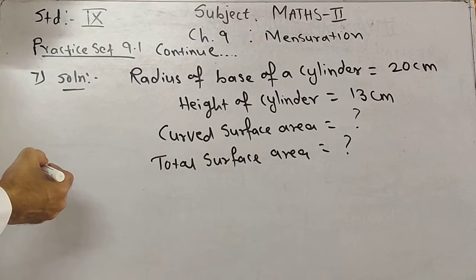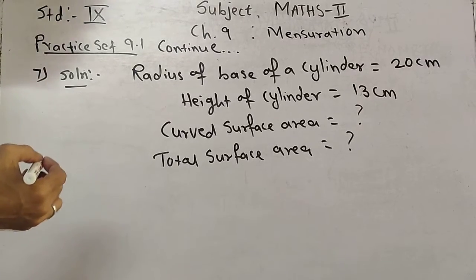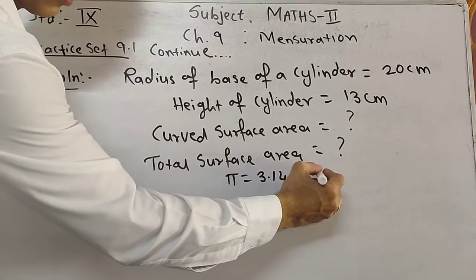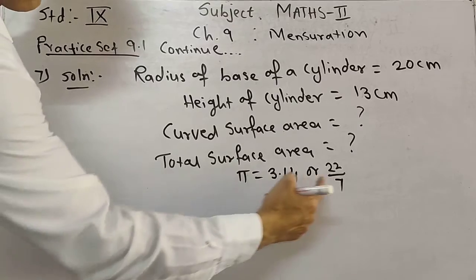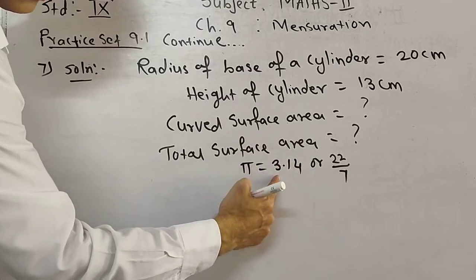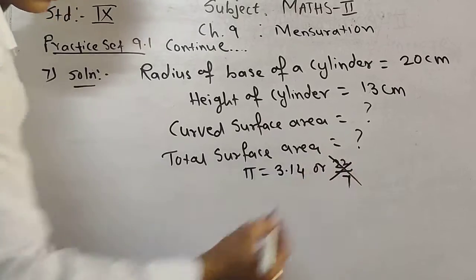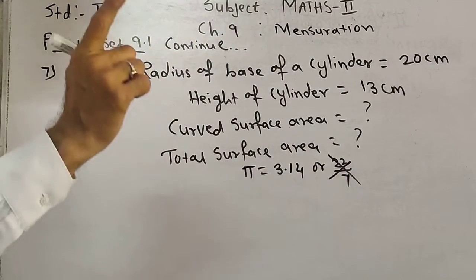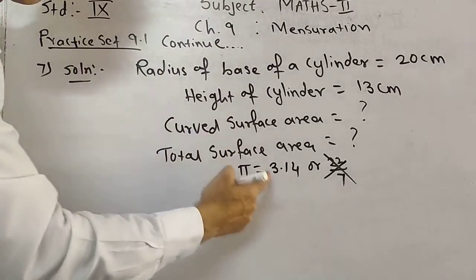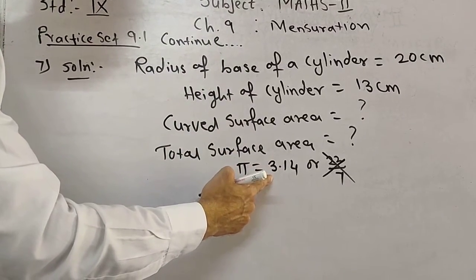Okay, the pi value is given 3.14. You know the value of pi is 3.14 or 22 upon 7. There are two values of pi. But in the question it is given 3.14, so you have to use this value only, you will not use the other value. Please keep in mind, whichever value is given to you, that value you have to use, either 3.14 or 22 upon 7. So the pi value is given 3.14 in the question. Is that clear?